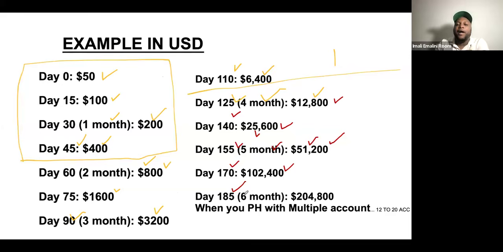Now, day 185. How many times have you suffered for 6 months? How many times have you had serious issues for a good 6 months, sometimes a year? How about you just persevere for these 6 months? Now, day 185, 6 months, we have turned $2,400 into $204,800.